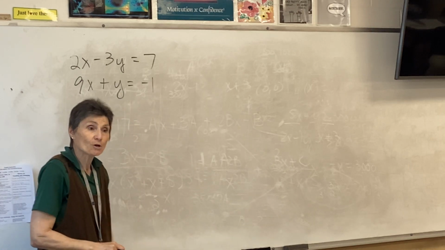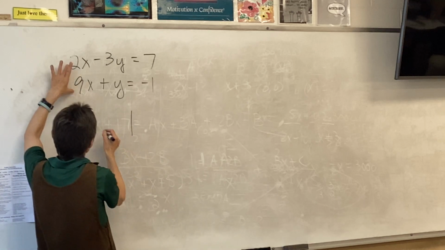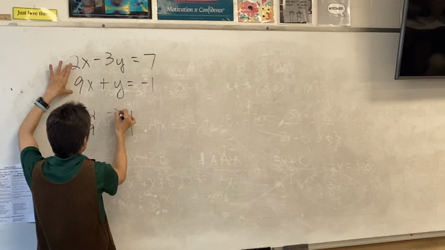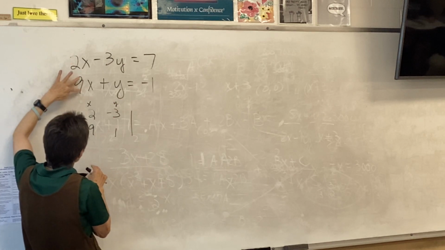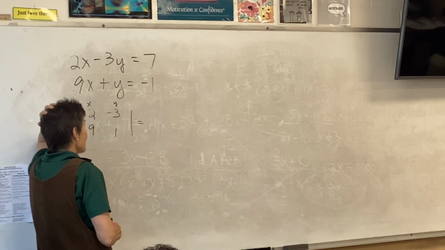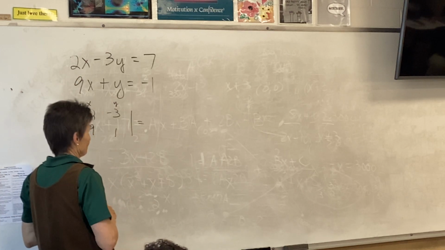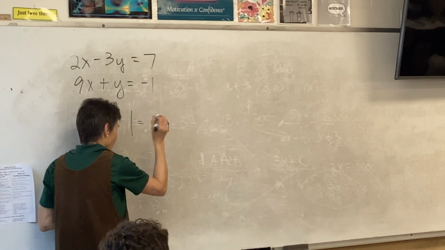I'm going to do 3 determinants. The first determinant I'm going to do is these numbers right here, 2, 9, negative 3, 1. These are the x's and the y's. This is called the coefficient determinant. All right, let's see if we can get this right. What is the value of that determinant? 29. A plus 29.